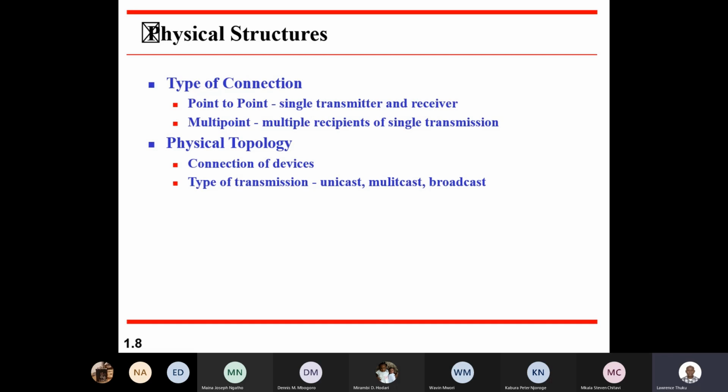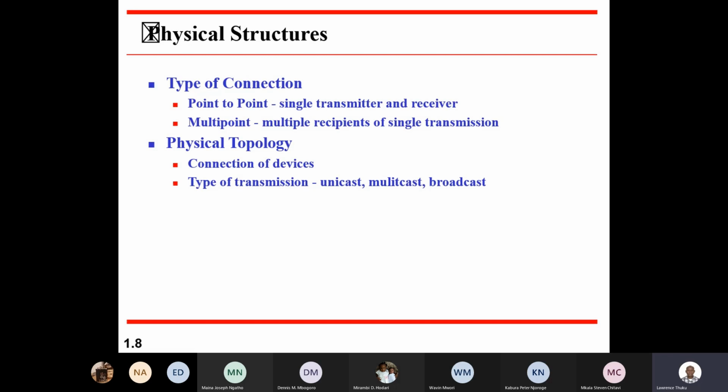Then, of course, when you come to the second aspect of these structures, you have the connection, and you also have the topology. Physical topology means the physical laying out of these devices, the connection itself. It can be either point to point, but you need to see the physical connection. If I came on the ground, I'll be able to see this cable runs from this machine to this other machine via maybe a switch. I'll be able to see all that.